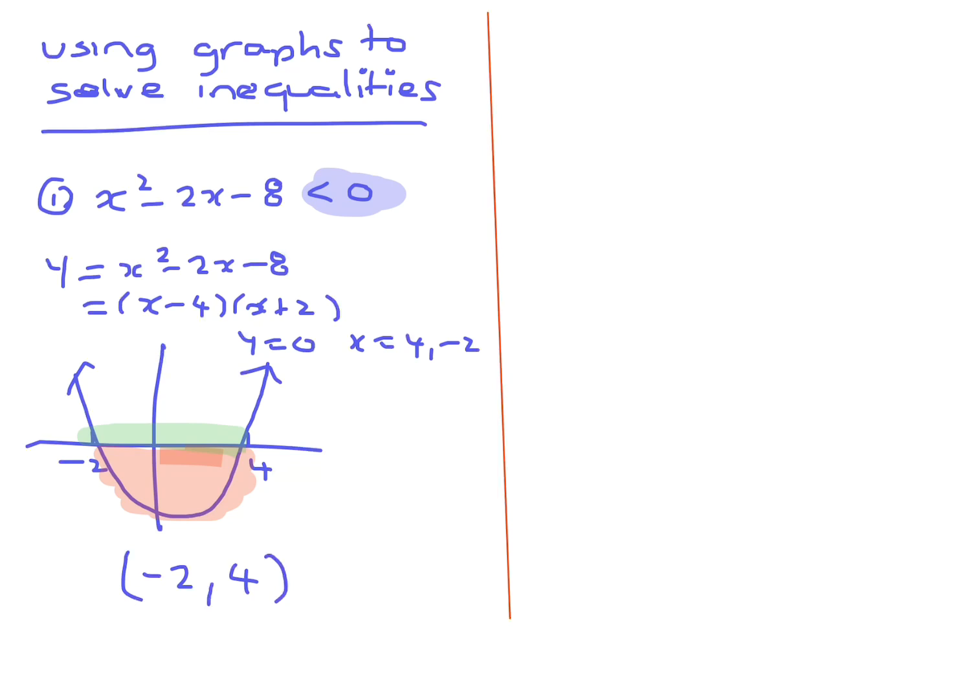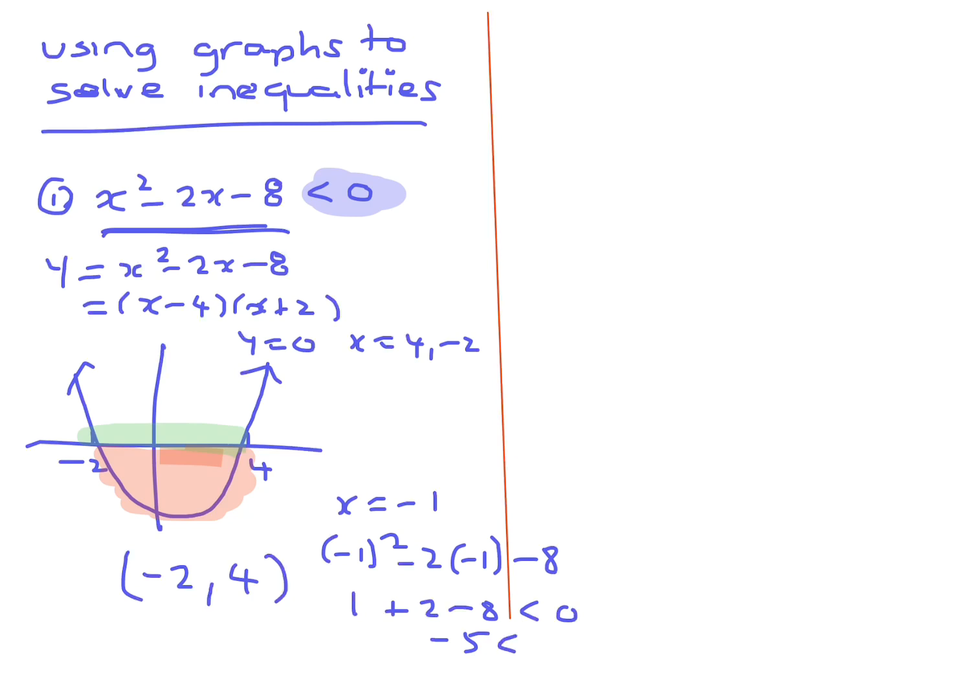So if you put in any value between minus 2 and 4, for example, minus 1, into this expression at the top here, so minus 1 squared minus 2 times minus 1 minus 8, you will get a negative value, as you can see.